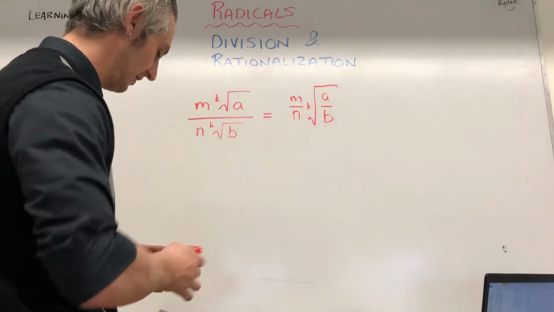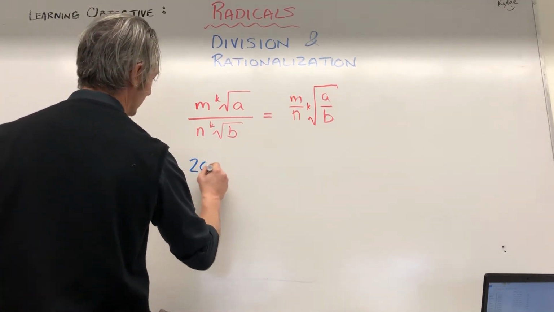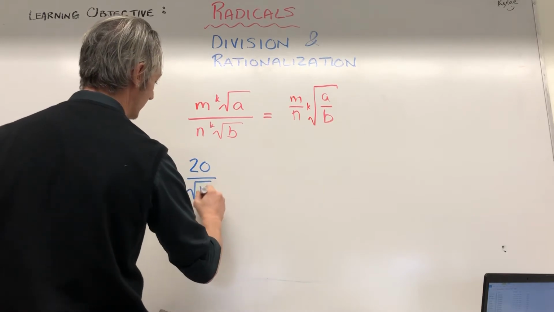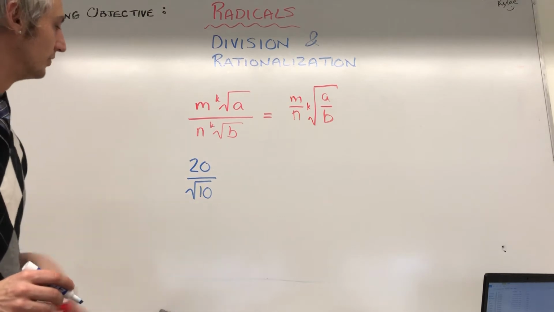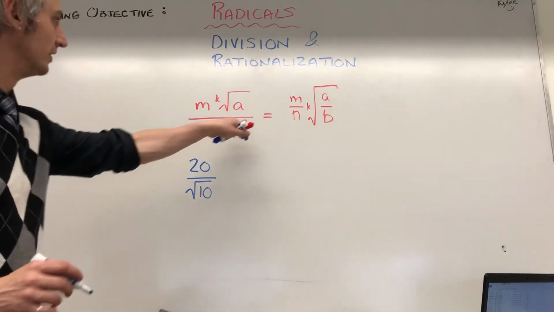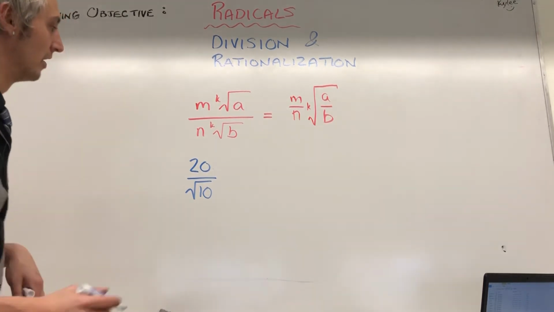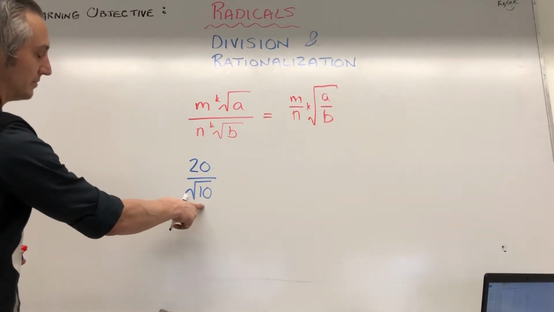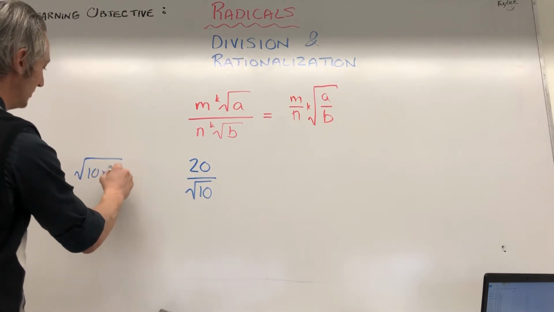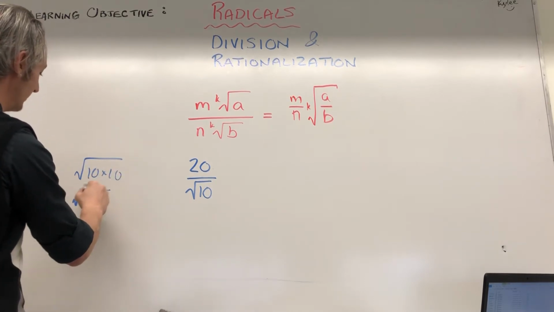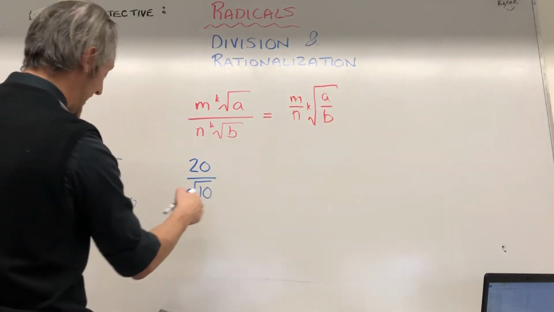So if I was given a problem like 20 over root 10, here I don't have any root on the top that could work with this root to do a division like here. So I'm going to have to do a process called rationalization where I know that the square root of 10 multiplied by the square root of 10 is the square root of 10 times 10, which is the square root of 100, which is 10. So I know that root 10 times root 10 is 10.